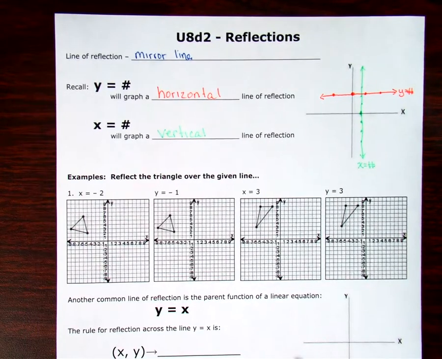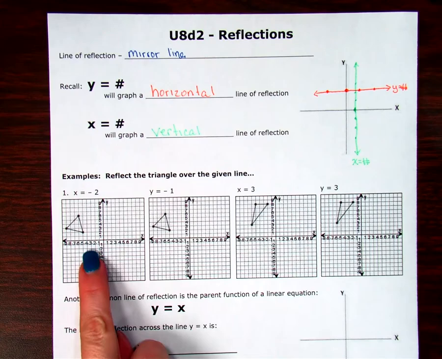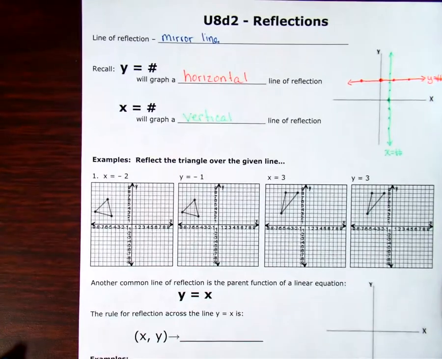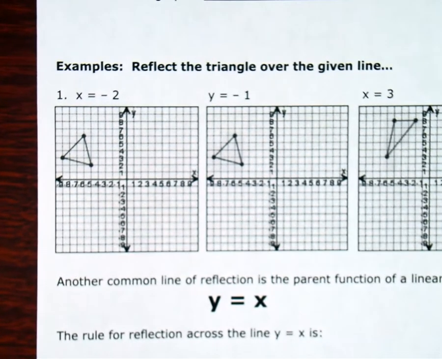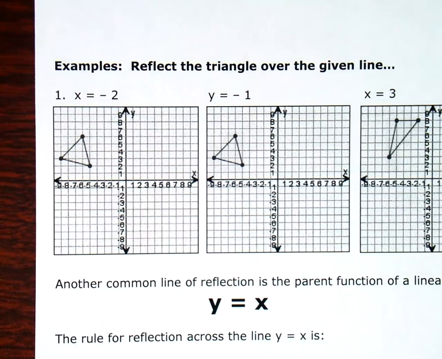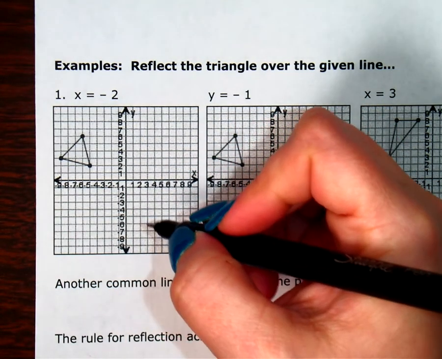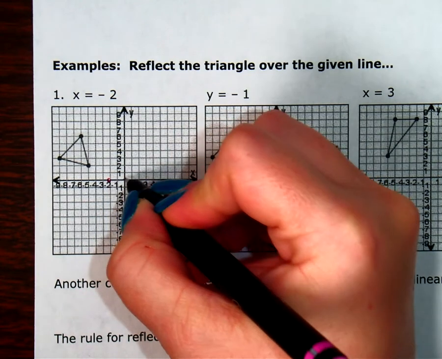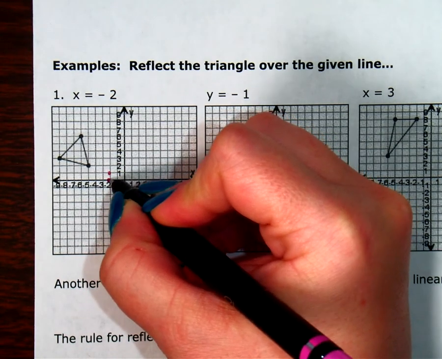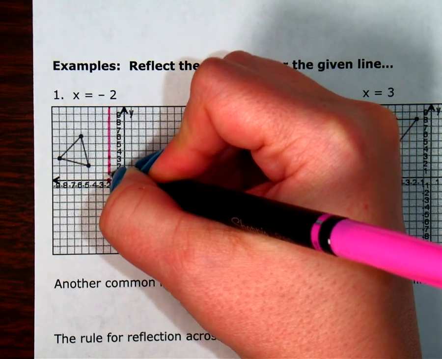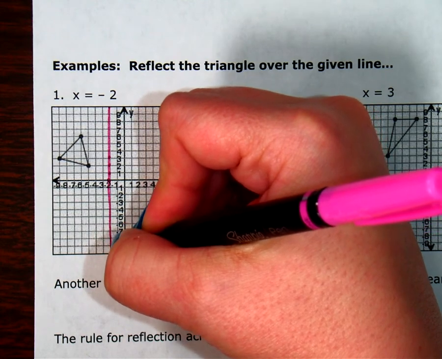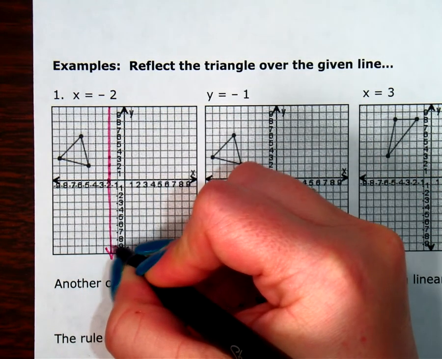Number 1, x equals -2. If I want to reflect this image across that line, I'm going to zoom in so we can see it a little bit better. First I want to graph x equals -2. Remember, x equals a number is a vertical line. Here's -2, and all of the x values on this line are -2. So this is my line of reflection.